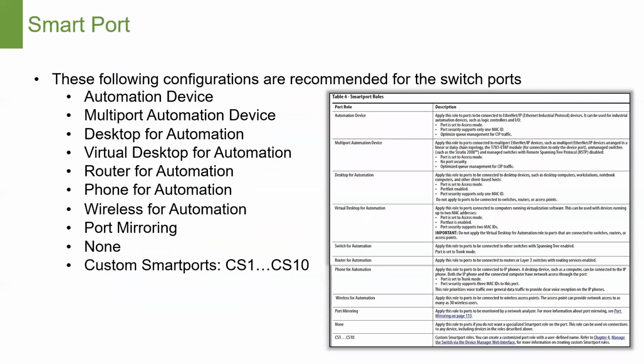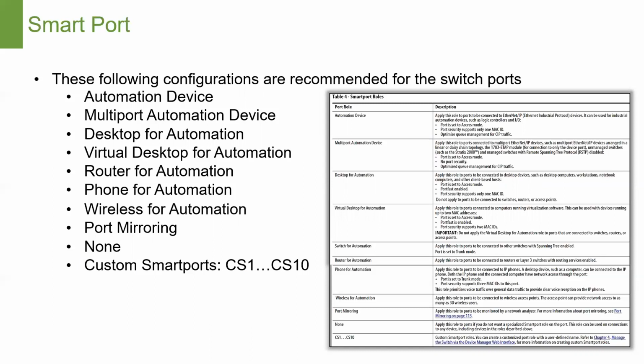So there is a list here of all of the different roles that you can choose. Automation device is the most common one. And then there's also the multi-port automation device, which for the most part I typically use for a lot of the different things. The key thing there is the automation device only supports one MAC address, MAC ID. So if you plug in two devices to that port, it will only communicate to one of them. It will block the second one out.